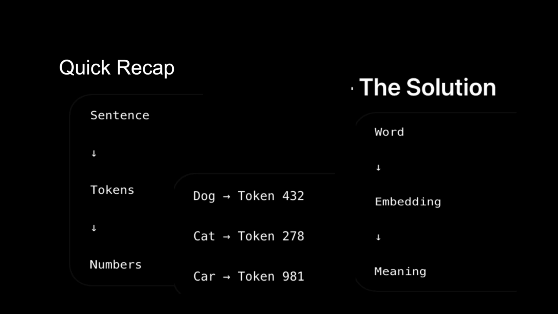Now, when humans hear the word dog, our brain automatically connects it to many related concepts: animal, pet, barks, four legs, loyal. We don't think only about the letters D-O-G, we think about its meaning. AI needs something similar, and this is where embeddings come in. An embedding is a numerical representation of meaning. Instead of giving every word a random ID, AI converts words into numbers that capture their semantic meaning.